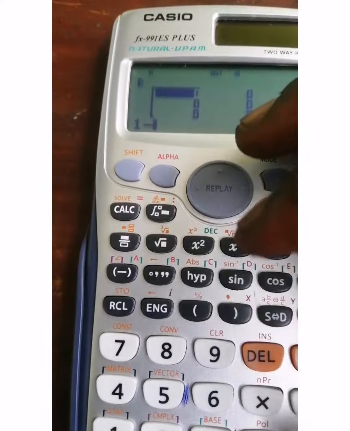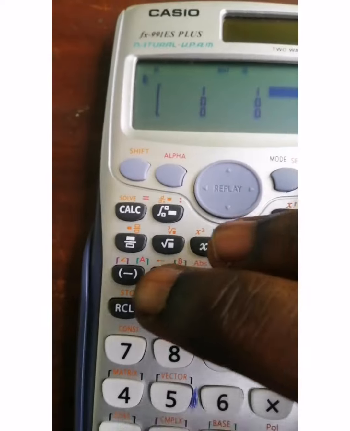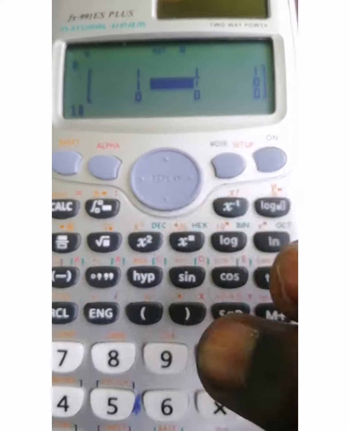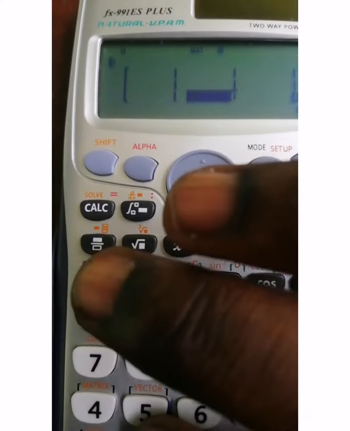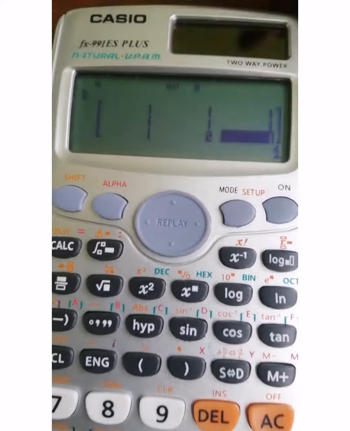Let me choose 1. Okay, I want to choose 1 1. So 1 1 1. This is 1 1 1. I'm just using that as 1 1 1. Okay, let me use 2 here and 1 here. After you've input your matrix, they can ask you to find the determinant of this 3 by 3 matrix.